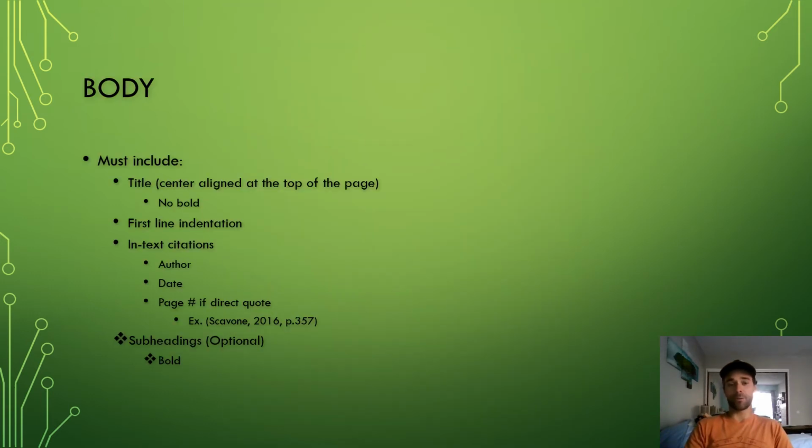Next is the body portion. Now the body portion, just like the abstract, is going to include a header that has the title in all caps, page number on the right align, and then here you will have the title of your paper that is center aligned, just like the abstract was. There is going to be no bold, no quotation marks or italics or anything like that. Again, 12-point font, double spaced down to where the paragraph actually starts.